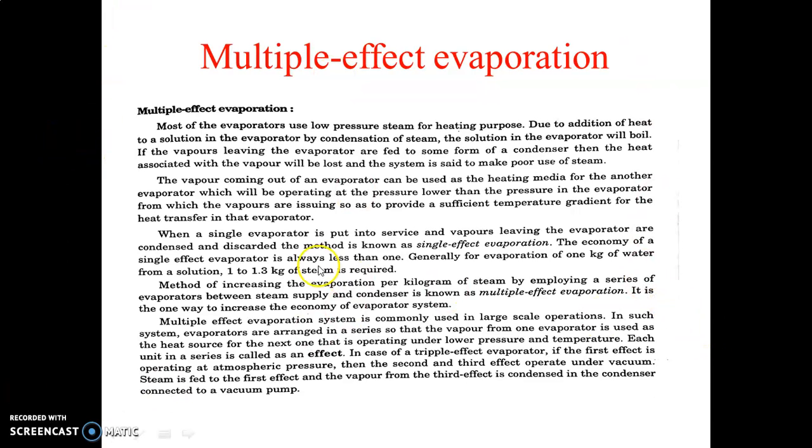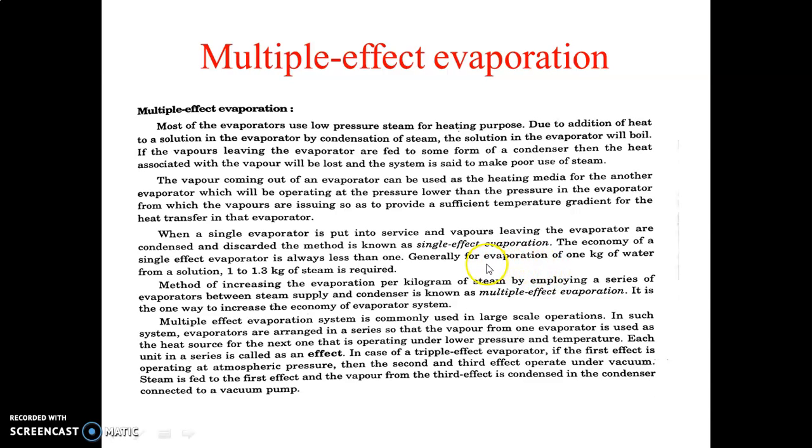Before going into details of the multiple effect evaporation system, first I will discuss what is meant by the single effect evaporation system. When a single evaporator is put into service in industry, and the vapor leaving the evaporator is condensed and discarded, this method is known as the single effect evaporator. We have already discussed the economy of the evaporator, that means how much water is evaporated per kg of steam. So that is called the economy. Generally the economy of a single effect evaporator is always less than 1.